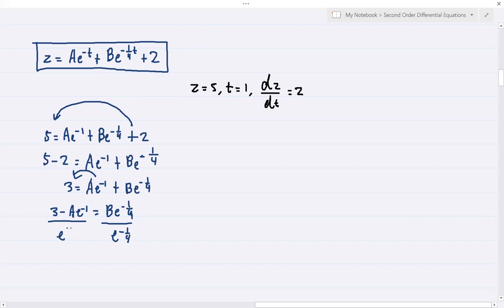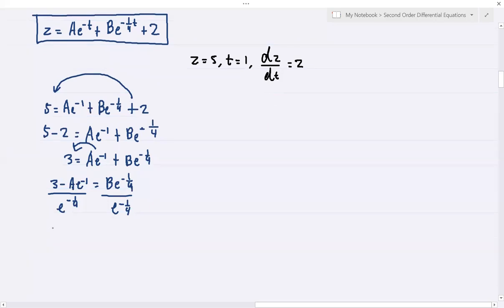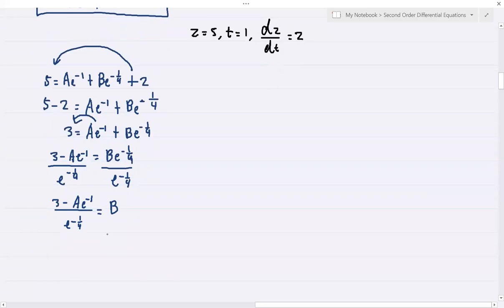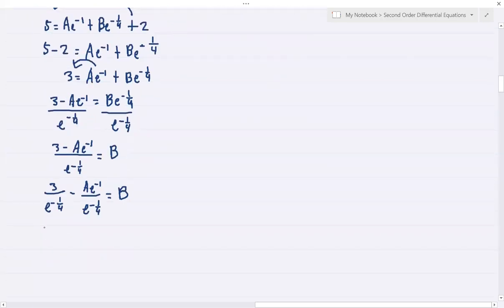So I will have now 3 minus AE raised to negative 1 all over E raised to negative 1/4 is equal to your B. So you can use this one as your B, or you can still simplify. Okay, we can decompose this full fraction into 2. We will have 3 all over E raised to negative 1/4 minus AE raised to negative 1 all over E raised to negative 1/4 is equal to your B. Okay, so in here, we can have 3E raised to 1/4.